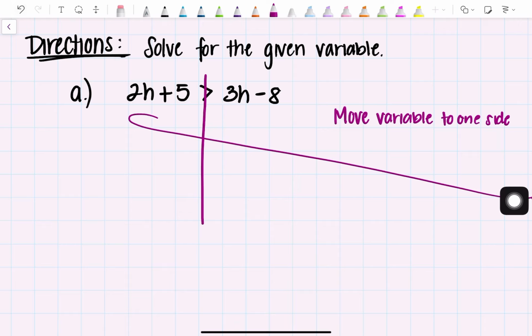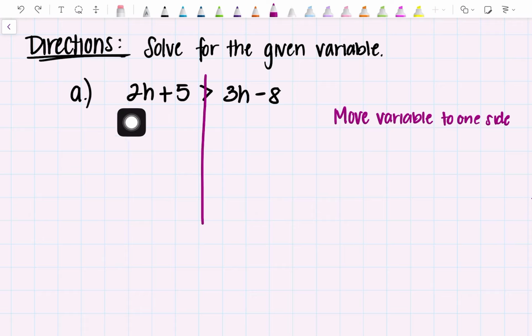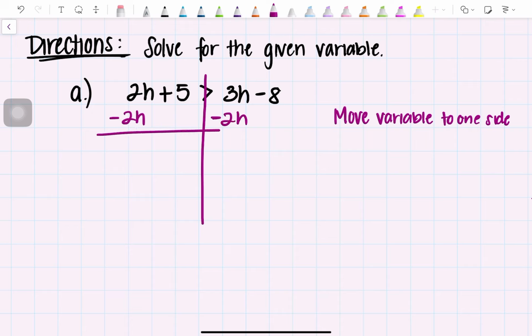Now this 2h is positive, right? There's no symbol in front of it, so in order for me to move it, I have to do an inverse operation, which means subtract. So I'm going to subtract the 2h and subtract the 2h. It cancels out here. I'm left with 5 is greater than 3h minus 2h, which is just going to give me 1h minus 8.